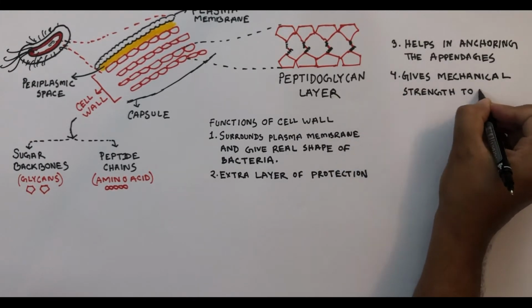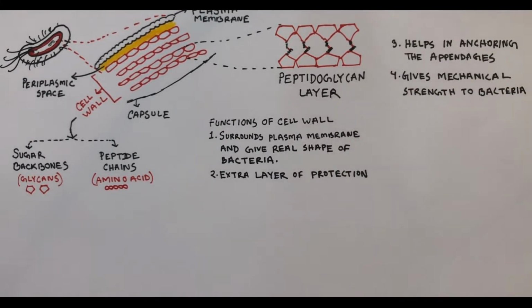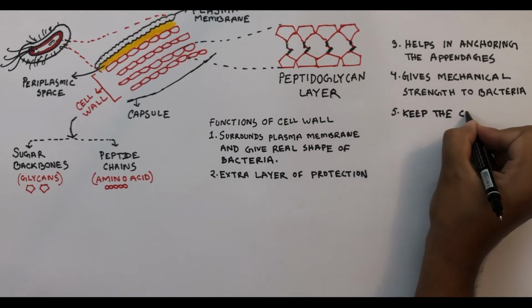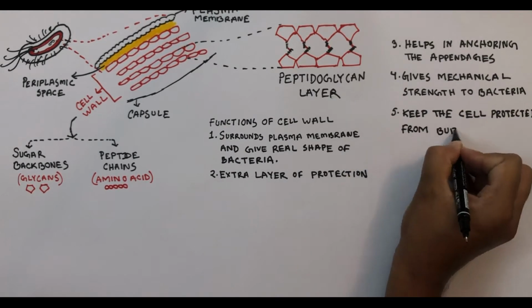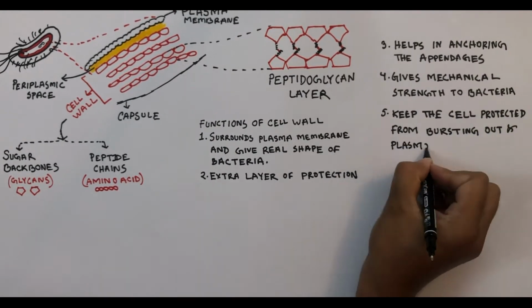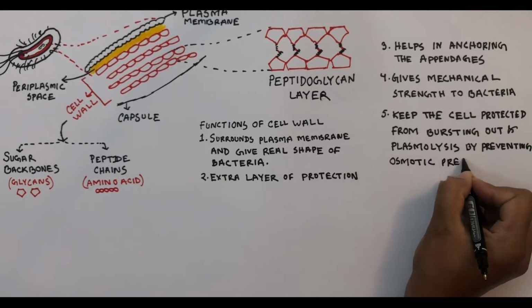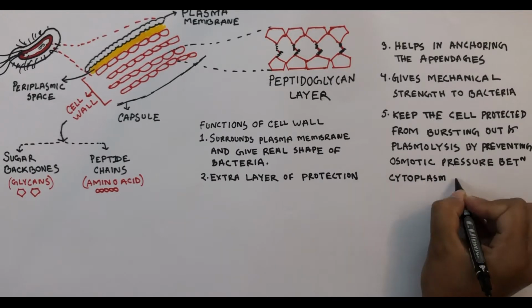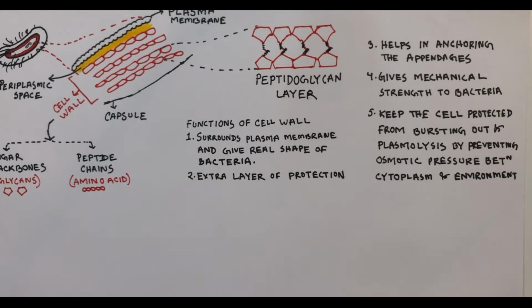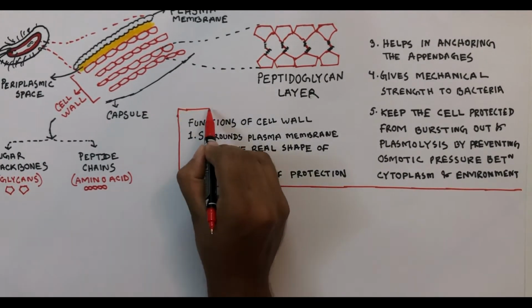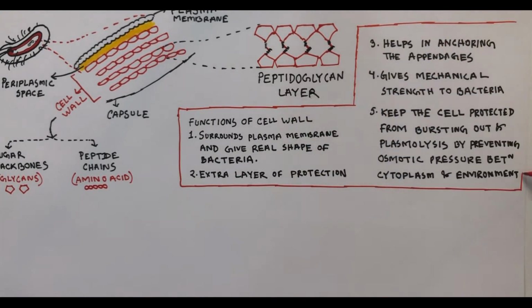It gives mechanical strength to the bacteria, and the strength of the wall is responsible for keeping the cell from bursting and shrinking, plasmolysis, when there are large differences in osmotic pressure between the cytoplasm and the environment. So it maintains the osmotic balance. Maintaining osmotic balance is required for bacterial survival.